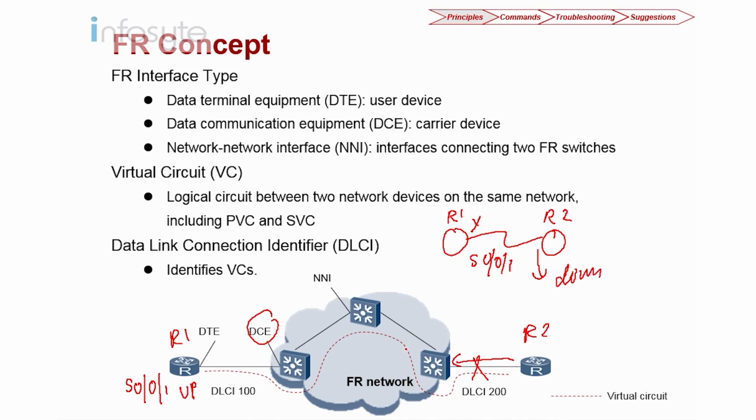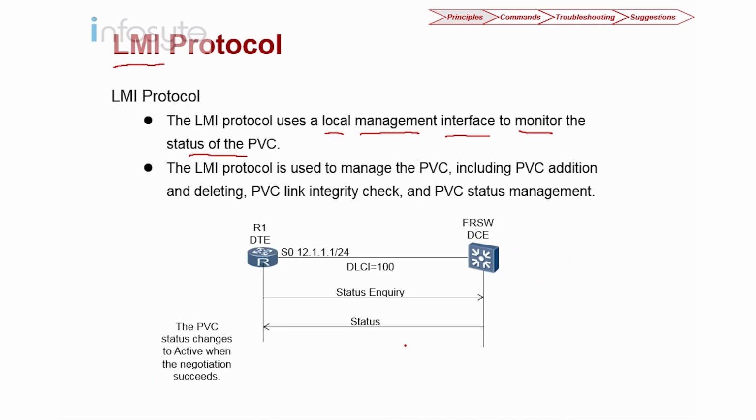For us to solve this issue, we have to use a concept called LMI. In this LMI, the DTE, in this case the customer router, is going to send an LMI status inquiry to the DCE, in this case our frame relay switch on the provider side. If the virtual circuit on the other side is up, the frame relay switch is going to send back the LMI status saying that the circuit is okay and is up.